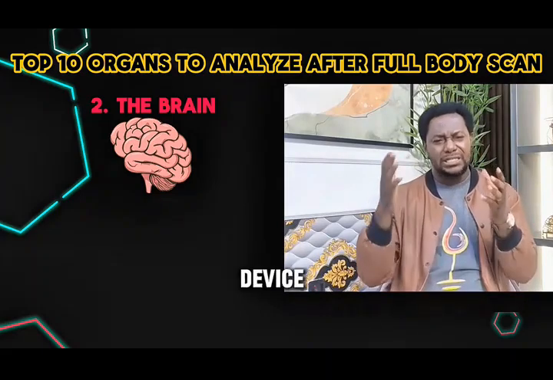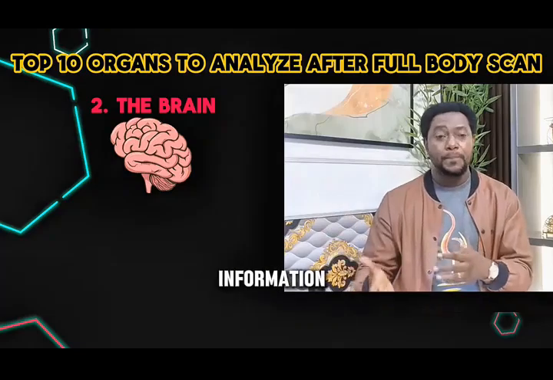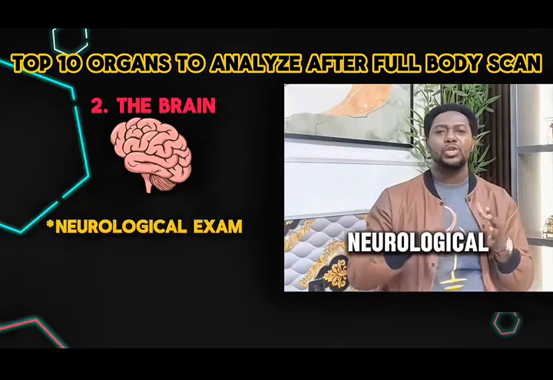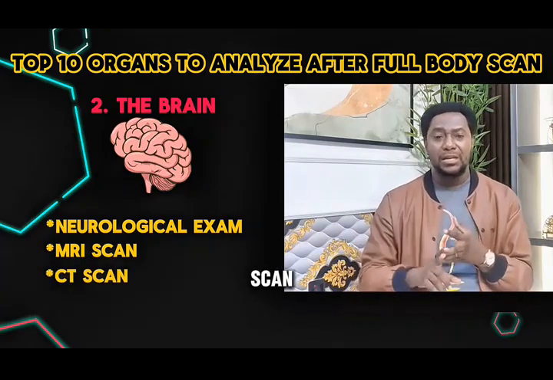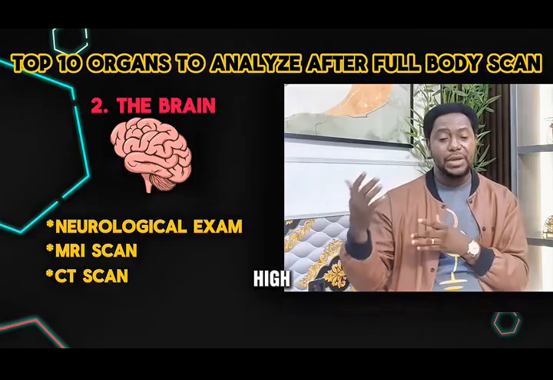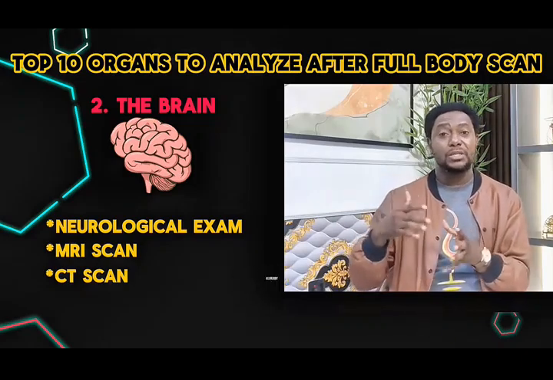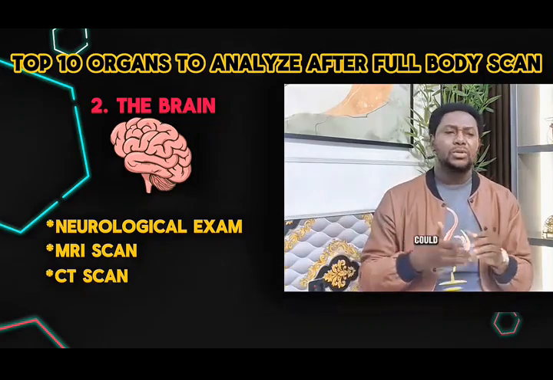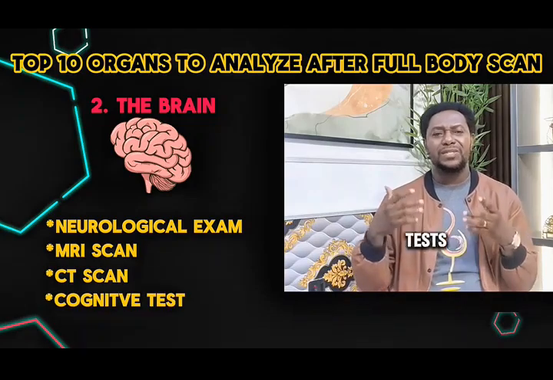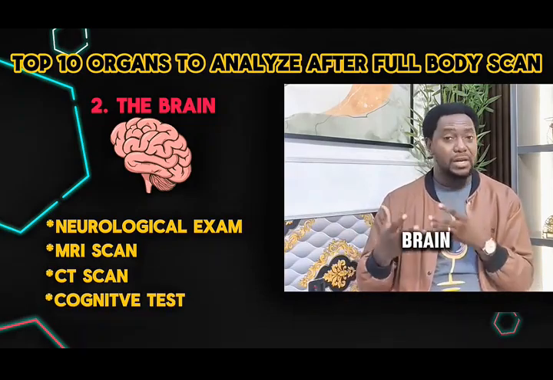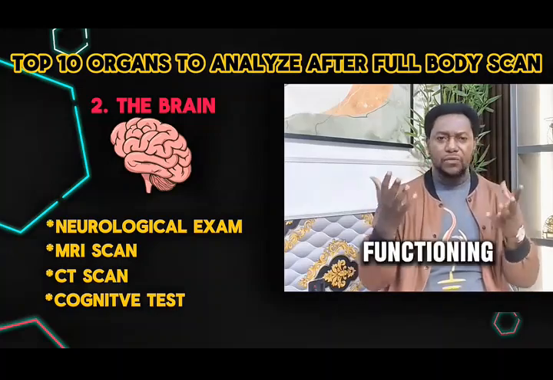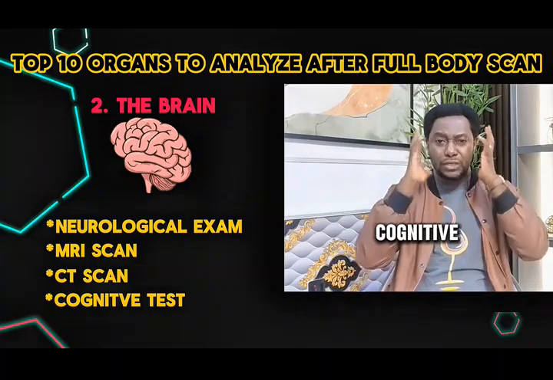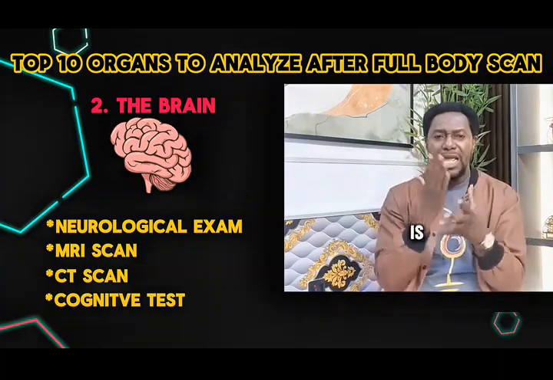With the NLS device, you can also get all this information. With the lab, you can run tests like neurological exam, MRI scan, CT scan, trying to check if it's a high risk or if there are symptoms that are already showing. And you could also run cognitive tests for the brain, trying to ensure that the memory and the cognitive function of the brain are functioning well.